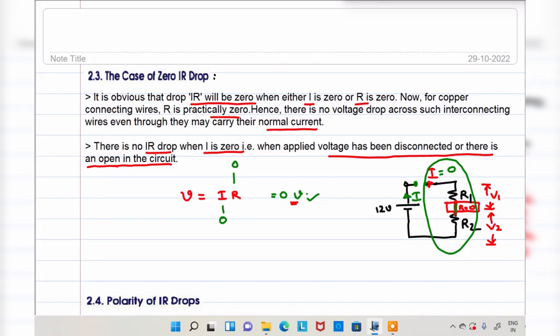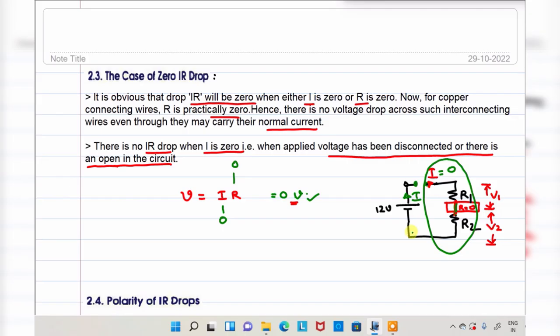From the examination point of view, they may give a question like this: zero IR drop is possible in which of the following cases? The first case, the current is 0 or R is 0. Otherwise, the applied voltage is disconnected from the supply, disconnected from the circuit. Last one, all of the above. For example, that type of question. The option is all of the above. Have a clear idea about this topic, then only can you answer those questions.